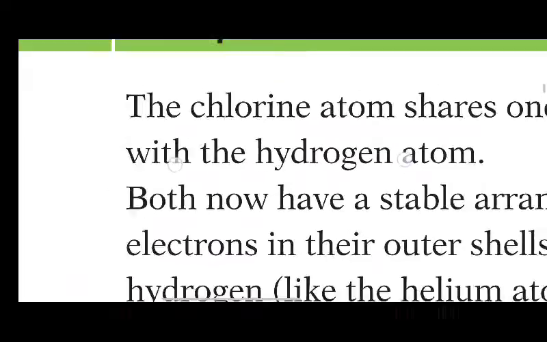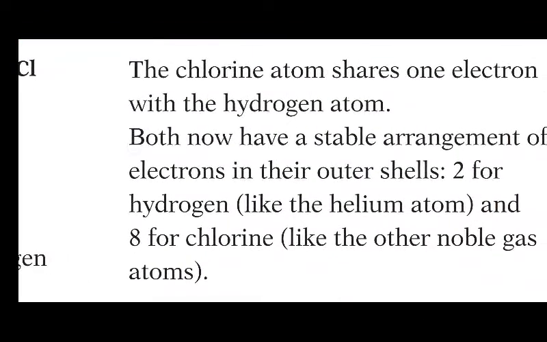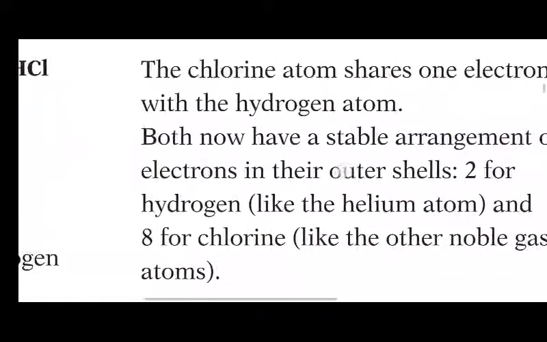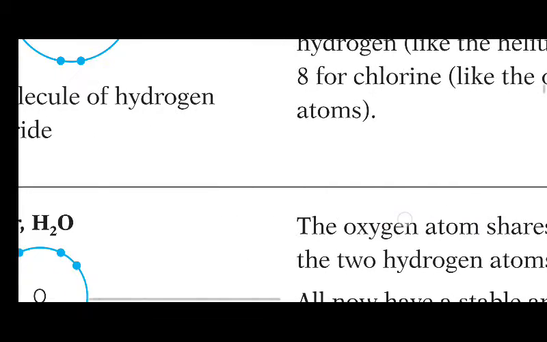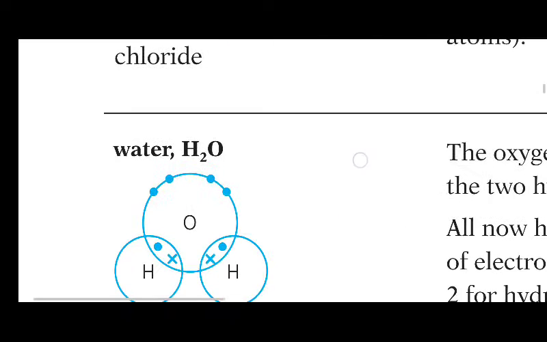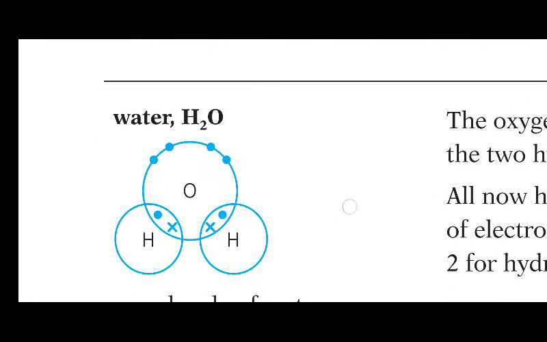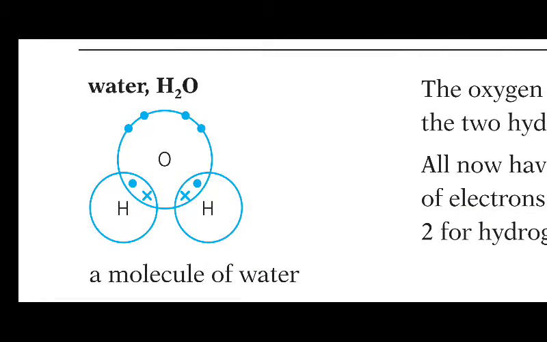Now let's just look at this write-up right here. They say the chlorine atom shares 1 electron with the hydrogen atom, as you can see in the overlapping section. Both now have a stable arrangement of electrons in the outer shells, 2 for hydrogen and 8 for chlorine. Okay. All right. Oh, that was so much explanation. I'm running out of air.